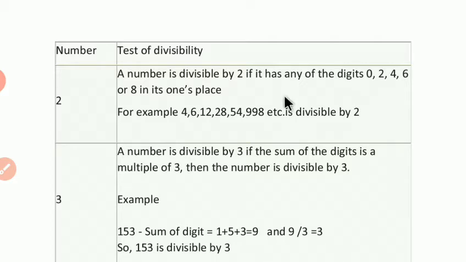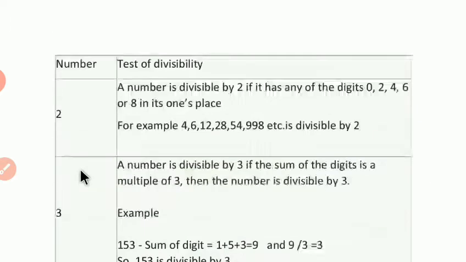So now first we will see how to test whether a given number is divisible by 2, 3, 4, 5 and 10. First we will see for 2. A number is divisible by 2 if it has any of the digits 0, 2, 4, 6 or 8 in its ones place. Ones place means its unit place. For example, the numbers 4, 6, 12, 28, 54, 998, etc. There are many numbers which are divisible by 2.